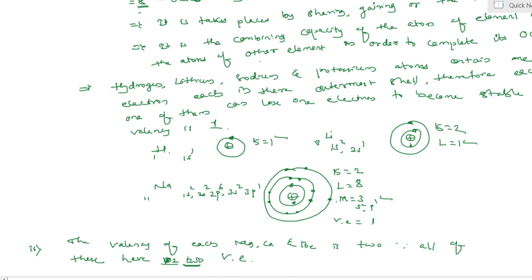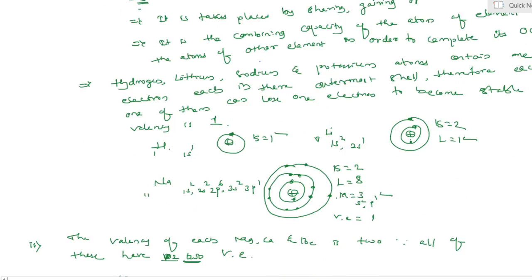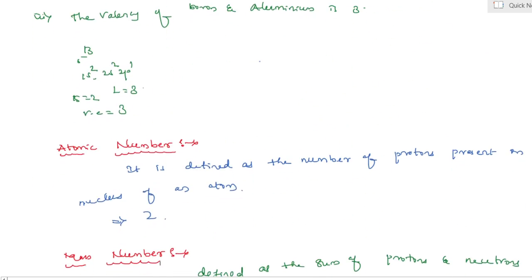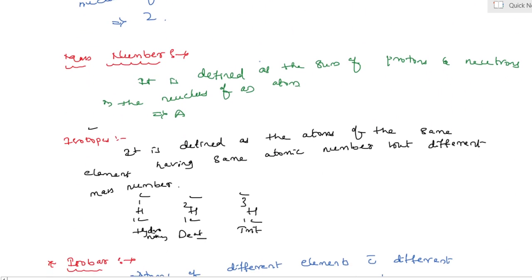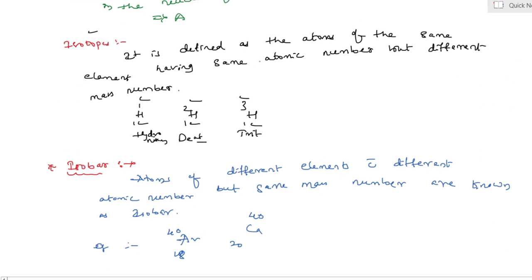Today we all discussed what is meant by valency and the valencies of different elements, the definition of atomic number and its notation, the definition of mass number and its notation, the definition of isotopes, and finally what is meant by isobars.